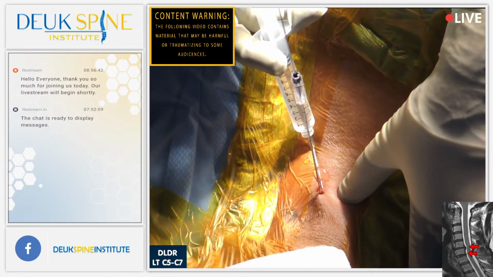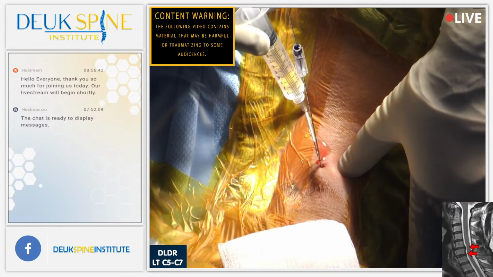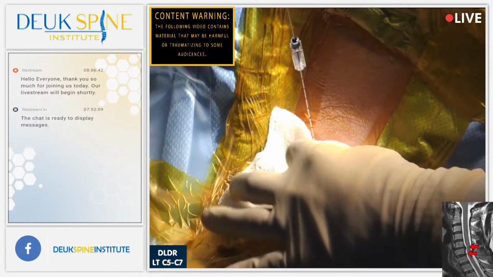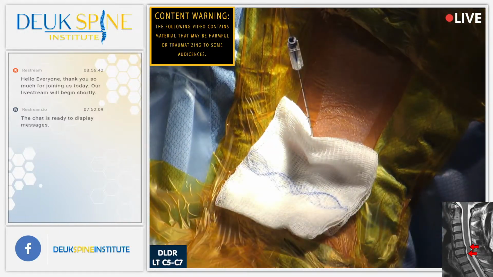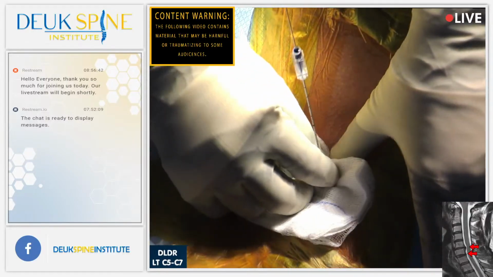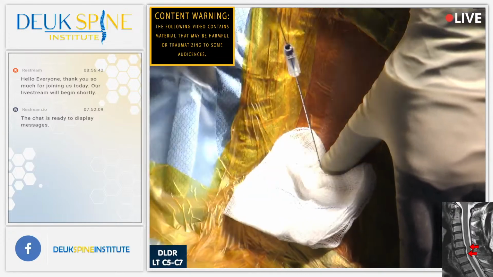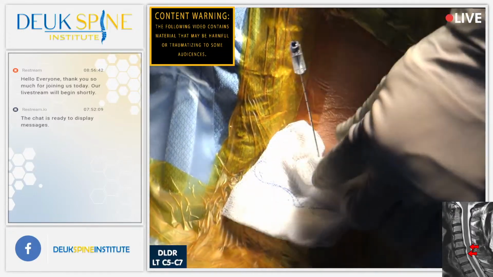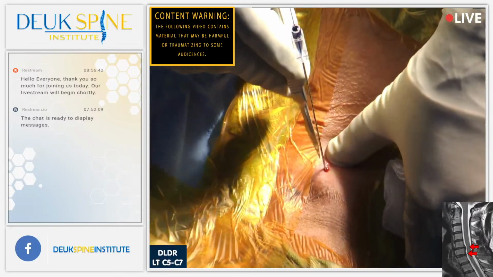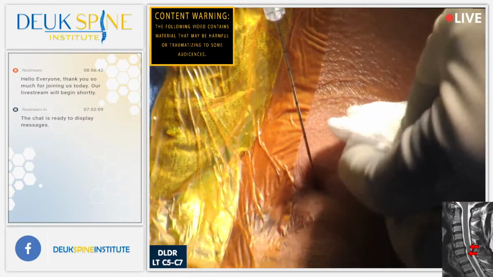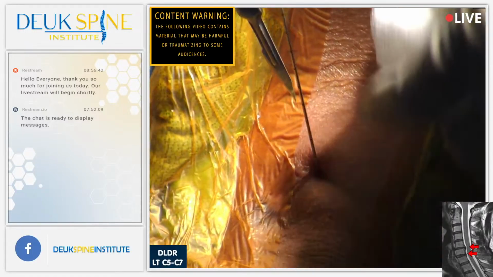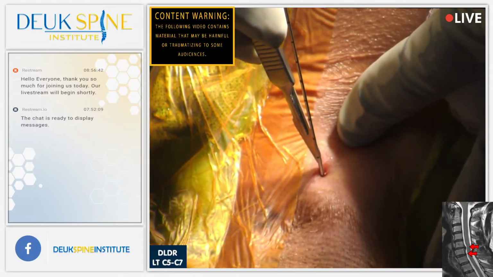Now, I'm not the only surgeon in the world that does endoscopic cervical spine surgery. There are some surgeons in Korea that do it. As a matter of fact, I learned the endoscopic technique from Dr. Sang-Ho Lee and Dr. Gun Choi at Woosuk Hospital and Dr. Hellinger in Germany. So this approach was taught to me. However, the actual Deuk laser disc repair is a surgery that I developed here at Deuk Spine.